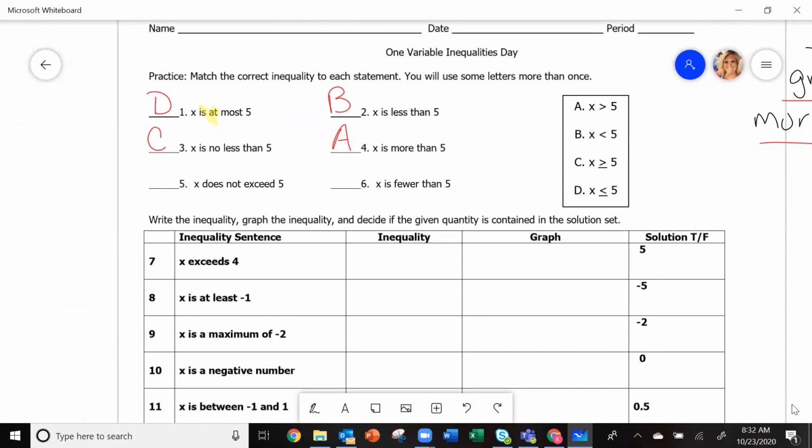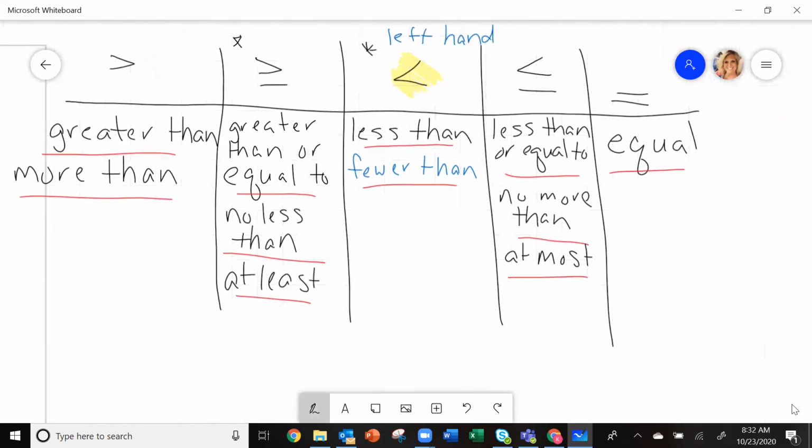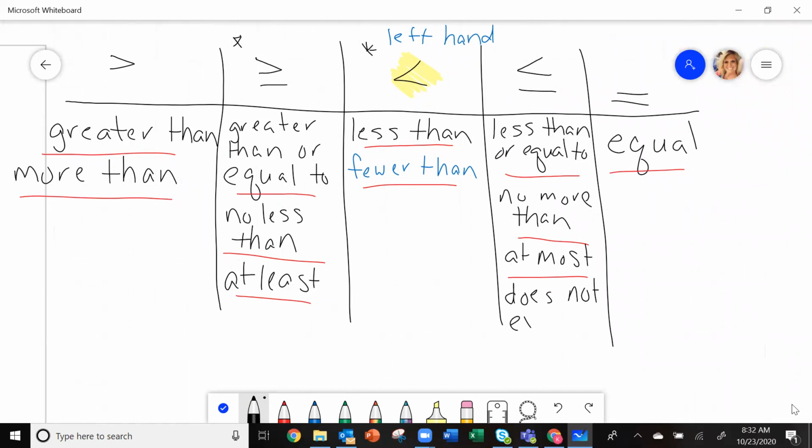X does not exceed 5. Okay, let's think about this. If you do not exceed, what does exceed mean? Exceed means go over. So if you do not exceed 5, you do not go over 5, you're doing less than or equal to. So you should have D. So less than or equal to, let's go over here. Less than or equal to, and let's put in there, does not exceed.